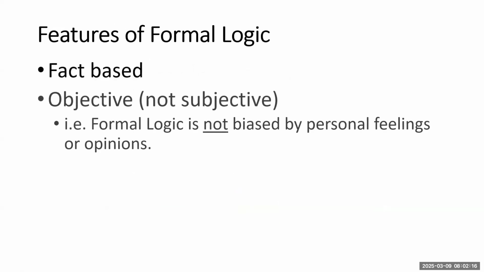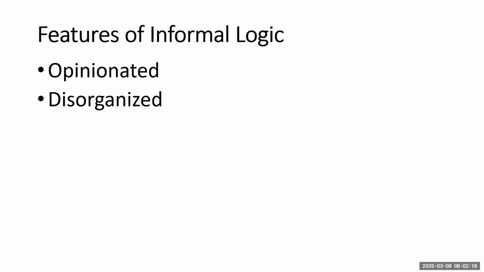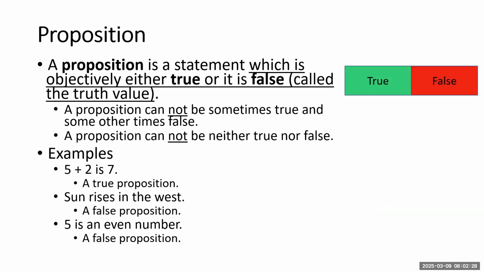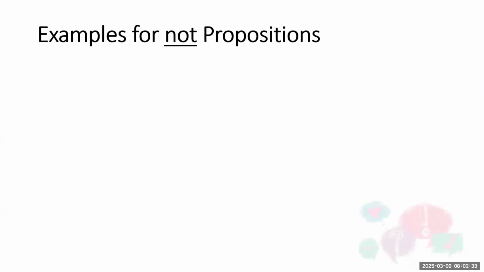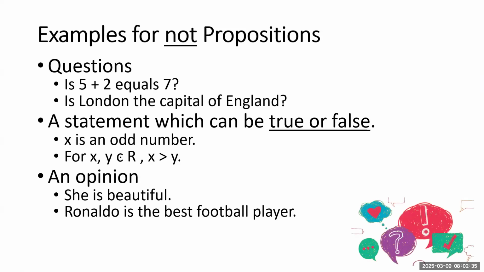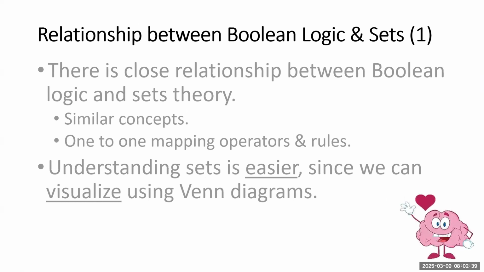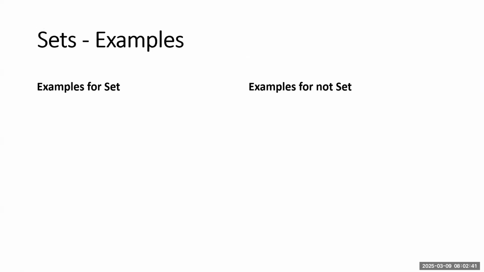So compound propositions are made by combining other propositions using logic operators. So what are the logic operators? For Boolean logic, the operators are AND, OR, NOT, XOR. Right? So then we looked at what are the Boolean logic rules or axioms.